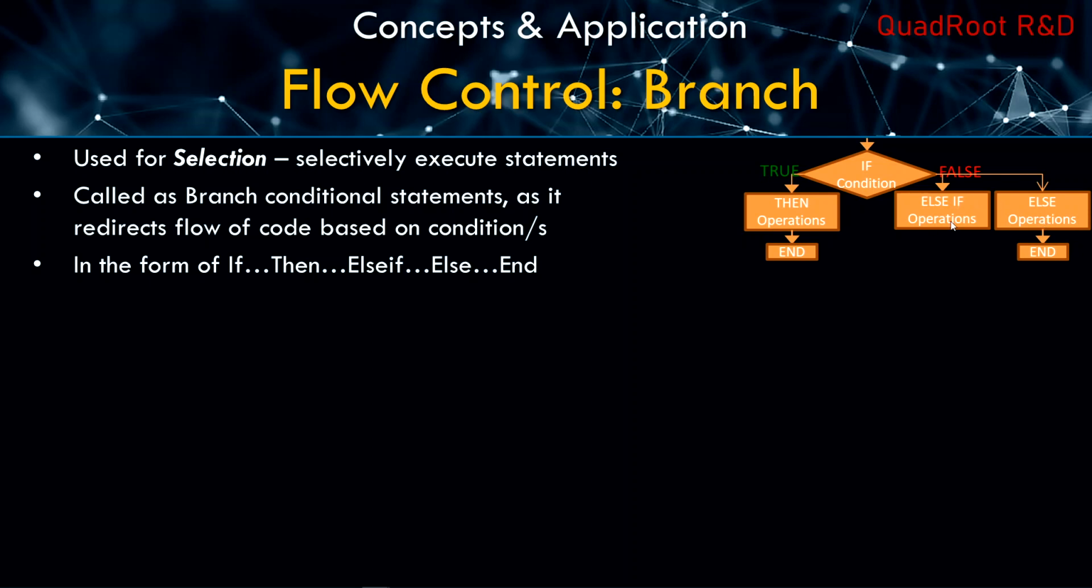Now you can have a number of else if operations. So you can say if this, then true, else if one condition, then do this, else if something else, else if something else, else if something else. If none of those conditions are met, then you finally come down to the last else operations and you end. So all these are in the false side of the original if condition.